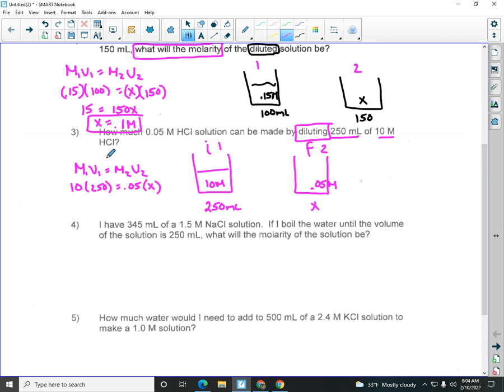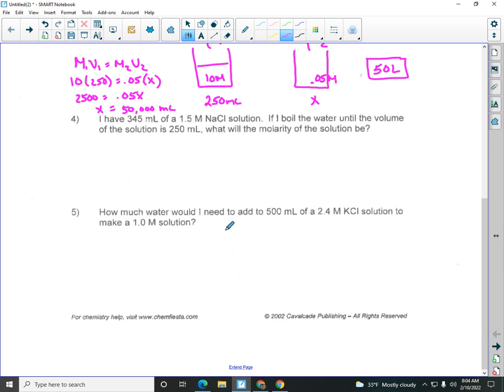So I have to do 10 times 250. It's going to be 2,500 equals 0.05x. X equals, divide both sides by 0.05, 50,000 milliliters. And if I wanted that answer in liters, it would be 50 liters. I just ran out of room over here, so I wrote it over here. They didn't ask me for a specific unit, so whatever unit it is, make sure you write it down.